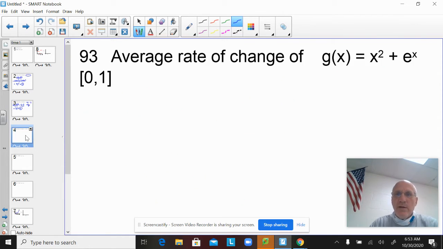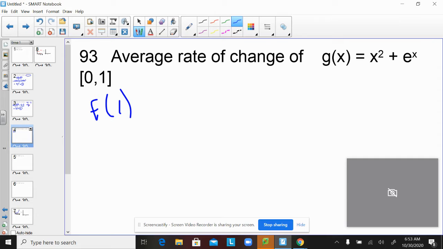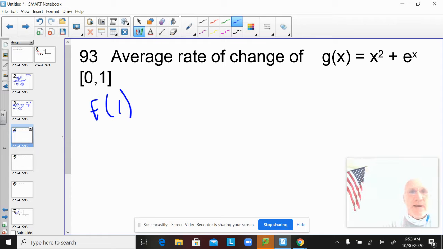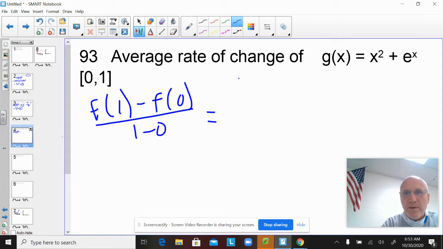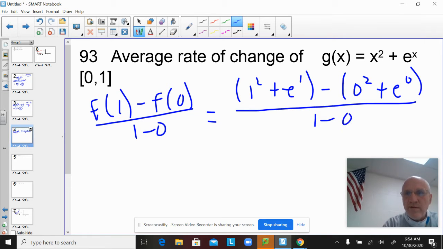All right, one more. Now I've got the function x squared plus e to the x. No idea what this looks like. But find the average rate of change from 0 to 1 is going to be f of 1 minus f of 0 over 1 minus 0. So as the f of 1 would be x. Nope, that's a lie. F of 1 would be 1 squared plus e to the 1 minus 0 squared plus e to the 0 all over 1 minus 0.